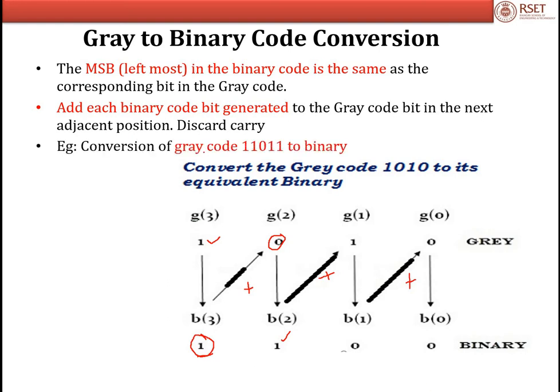So we will see one more example. A gray code 11011 is given. So how to convert that to binary code? So MSB is written as such. So the generated one will be added with the next gray bit, that is 1 plus 1, you will get 0 with carry 1 omitted. Then again 0 plus 0, that is 0. 0 plus 1, it's 1. Again 1 plus 1, it is 0 with carry 1 omitted.